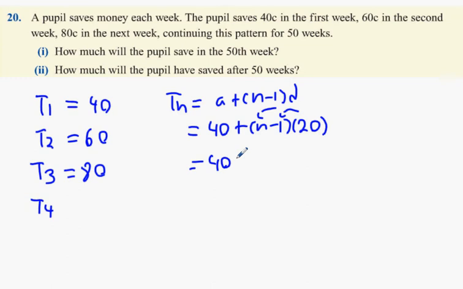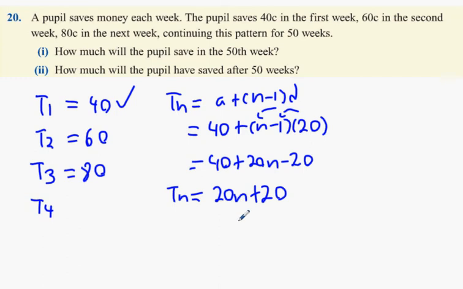40 plus 20n minus 20. After that? 20n plus 20. Now, what this Tn formula does for you is if you put in n equals 1, what will the answer be? If you replace n with 1, what's the answer going to be? 40. If you put in n equals 2, n equals 3, it'll give you any term you want, just by using one formula.